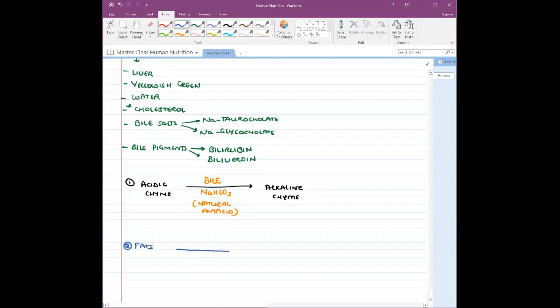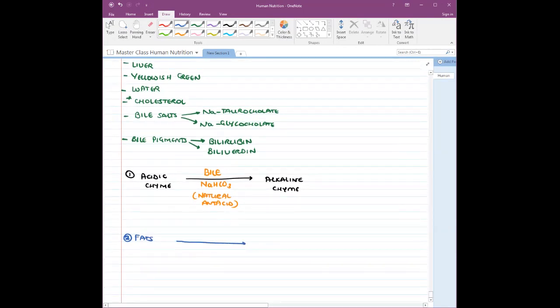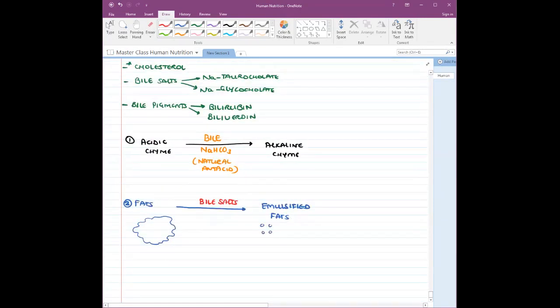Now, when we talk about fats, at this moment in your stomach, fats were huge molecules like this. But now, in the presence of bile salts, especially sodium taurocholate and sodium glycocholate, these bile salts reduce the surface tension of the fats. And because they are reducing the surface tension of fats, they are going to convert these fats into emulsified fats. These are going to be nothing but smaller droplets like this.